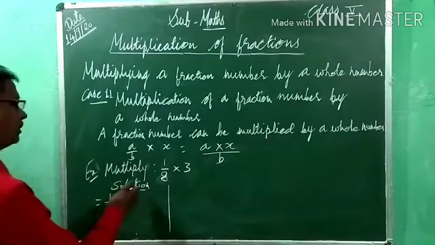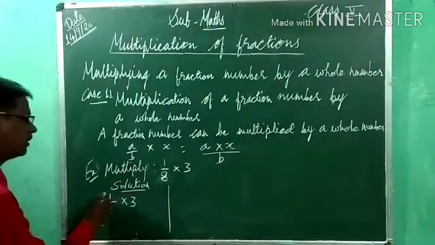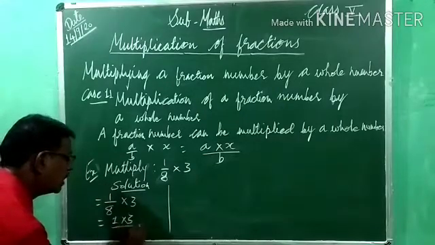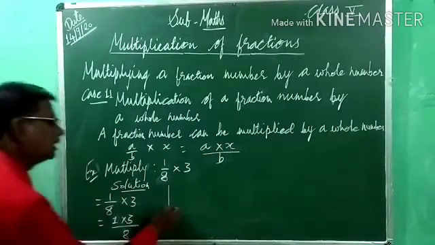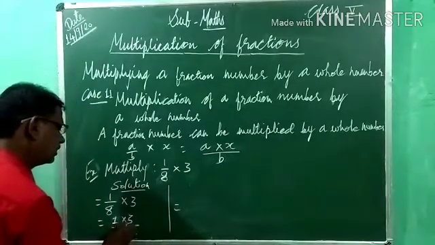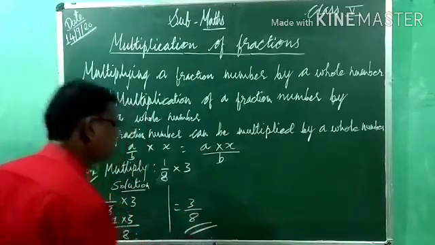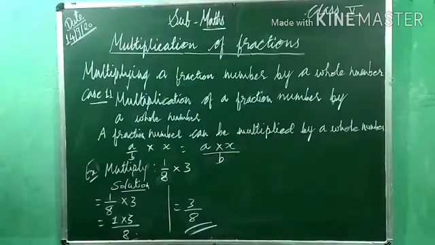Isn't it? Now how to do it? 1 by 8 into 3. 1 into 3 divided by 8. Now 1 into 3: 3 ones are 3 only. So 3 by 8. Understood? Simple question. 3 by 8. So note this down.